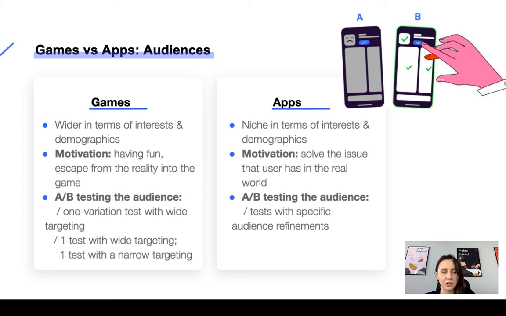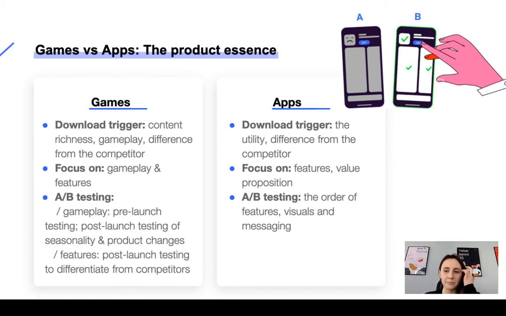Apps, in turn, will rarely run A/B tests for a wide audience. They will search for the possible audience niches before the test, and they will then run A/B tests to check which of the niches works perfectly for them. So let's move on and see how games and apps are different in terms of their product essence and how it affects A/B testing.